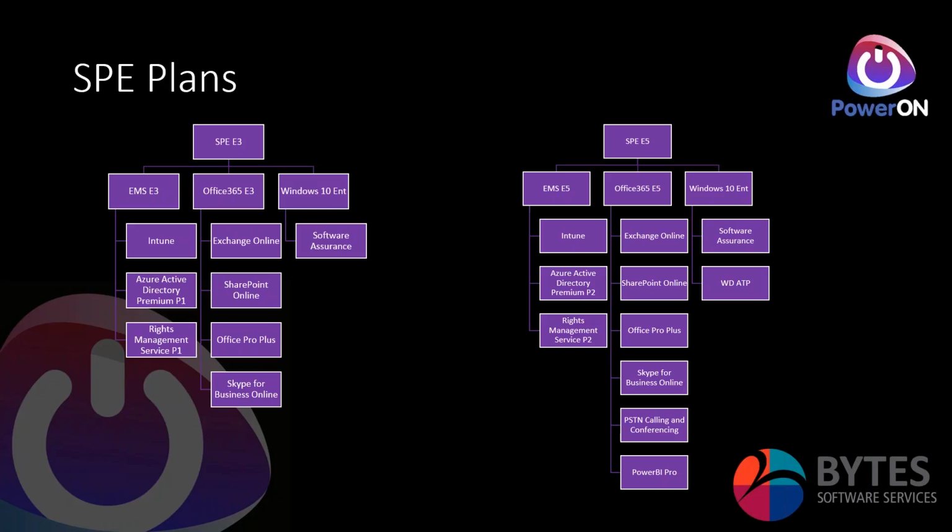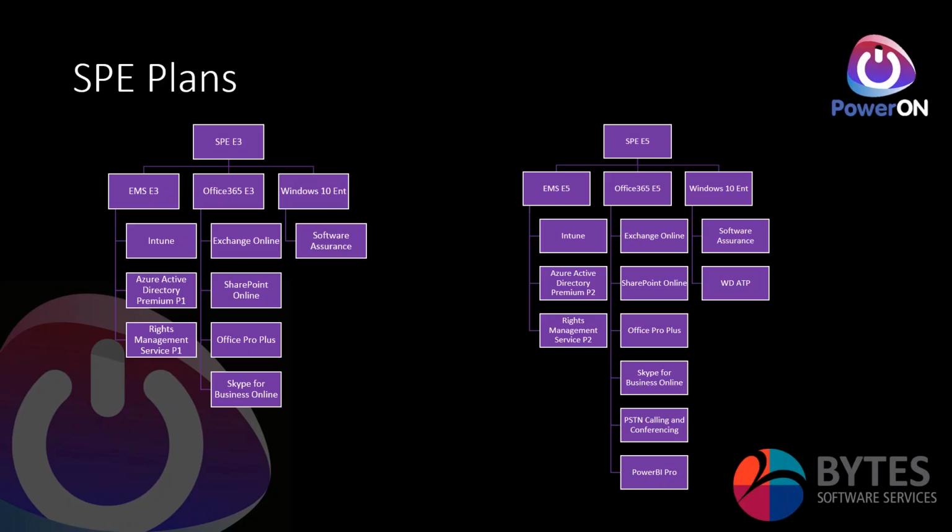And in Office 365, you can see that the PSTN calling and conferencing functionality has been enabled, and that's pretty much the whole PBX in the cloud piece, which is a little bit out of scope for this, but it is included on the E5 license as well as Power BI Pro. So for the SPEs, these are effectively the two plans. Again, there's always a lot of confusion around this. It still confuses me, if I'm perfectly honest.